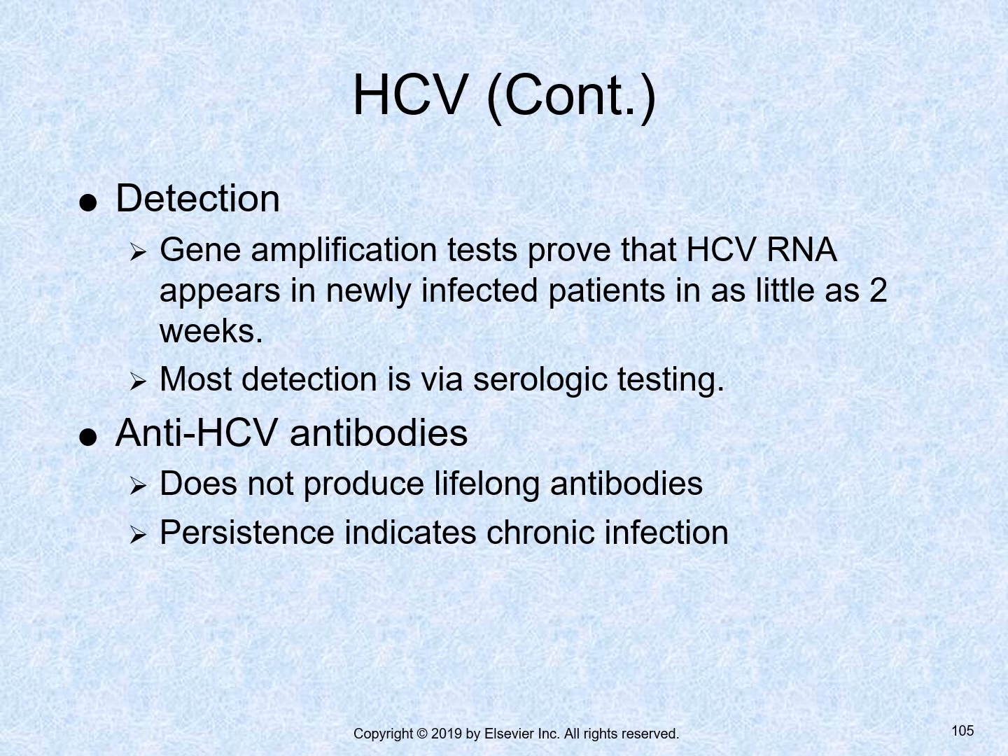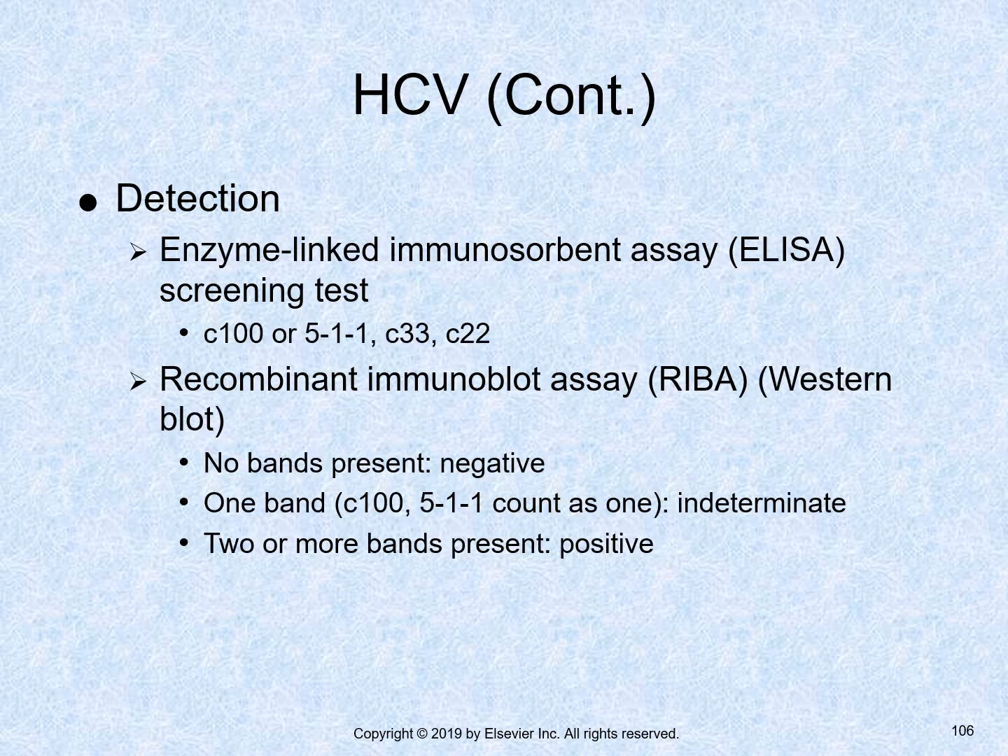Most laboratory testing for hepatitis C virus is done via serologic testing. Gene amplification tests have also been done and proved that HCV RNA appears in newly infected patients in as little as 2 weeks. Anti-hepatitis C virus antibodies do not produce lifelong immunity, so persistence of these antibodies indicates chronic infection. Other detection methods in the laboratory include ELISA testing and recombinant immunoblot assays.